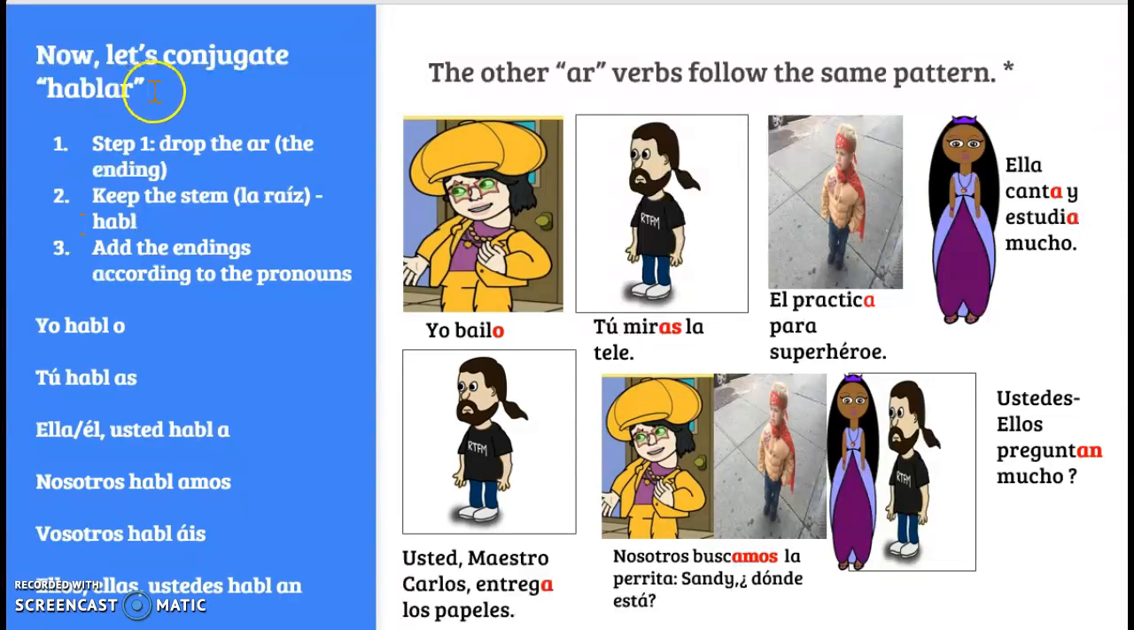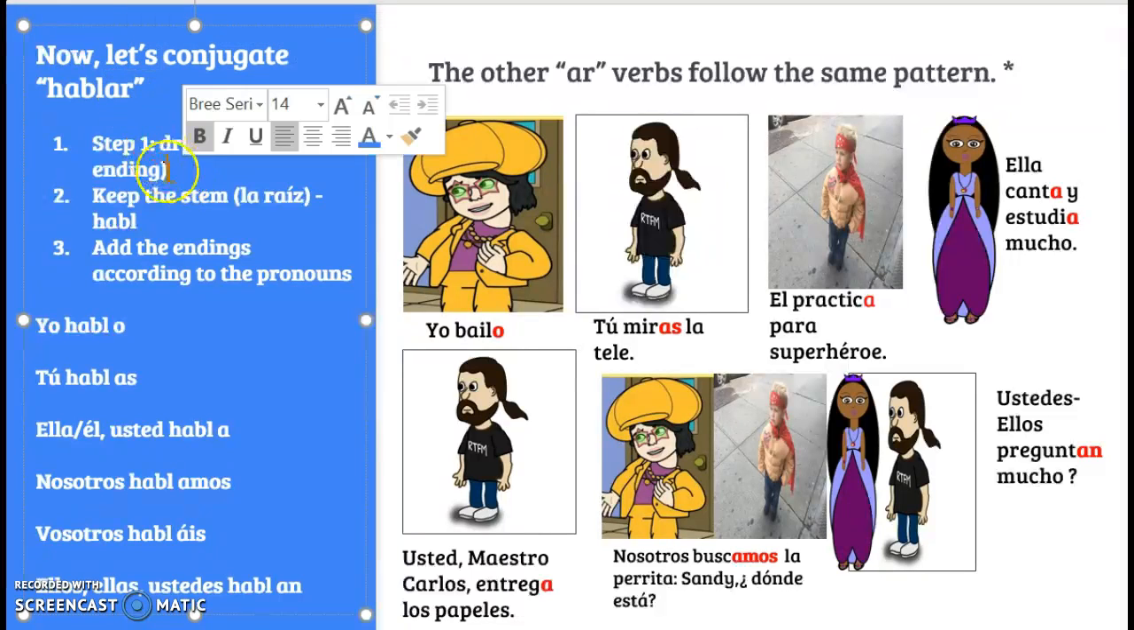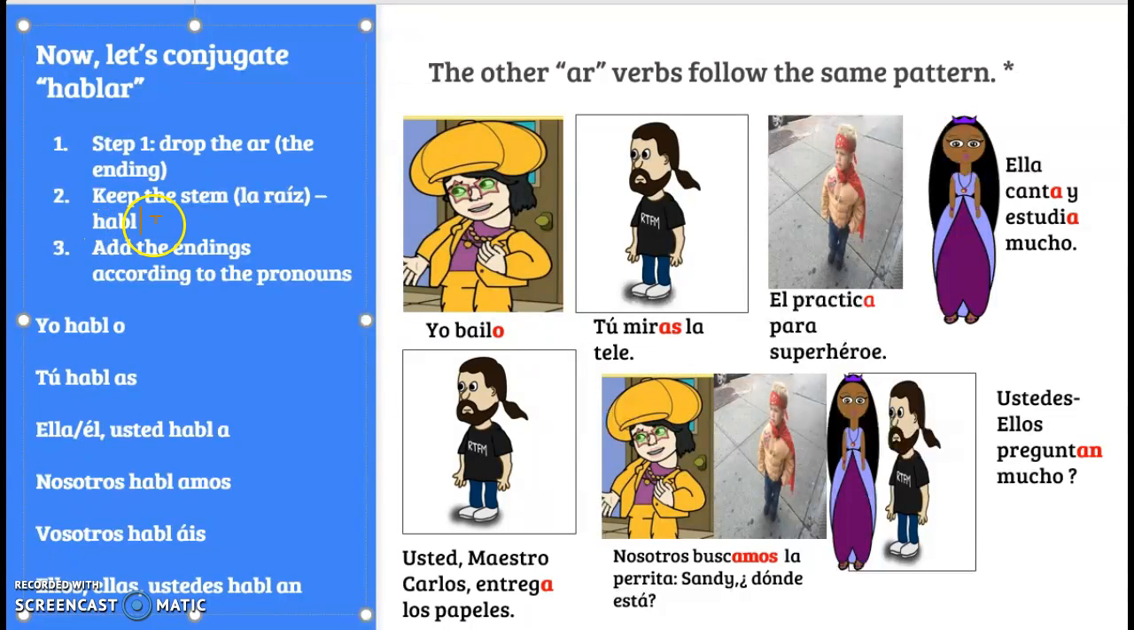So to conjugate, let's use an example of the verb hablar, to speak. Every time you're going to conjugate a verb in Spanish, you're going to drop the ending. In this case here, the ending is the AR. Okay, so you're going to drop the AR. You're going to have just H-A-B-L, right? So you're going to keep the stem. That's what we call the stem or the root of the verb.